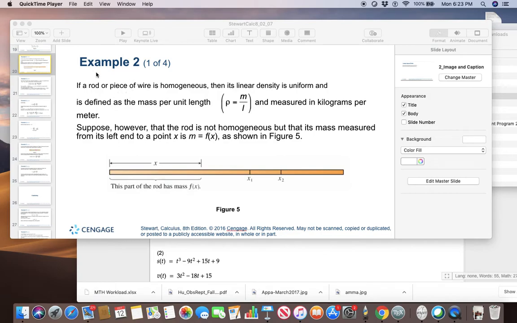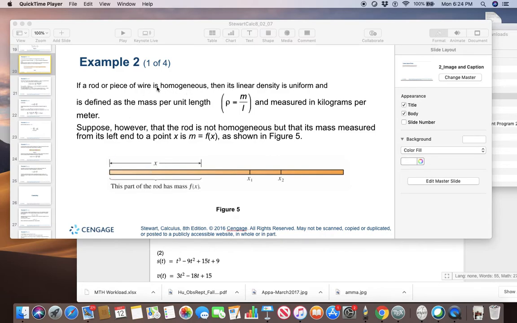Back. Example 2. If a rod or a piece of wire is homogeneous, then its linear density is uniform and is defined by the mass per unit length. So rho, that's the Greek symbol rho. It stands for the sound R in English, right? R. So rho is M over L.